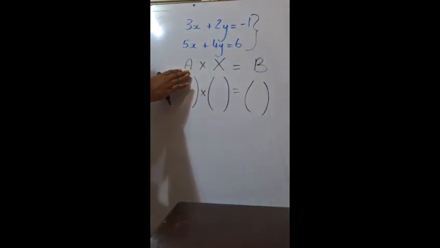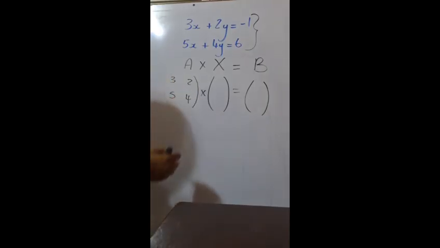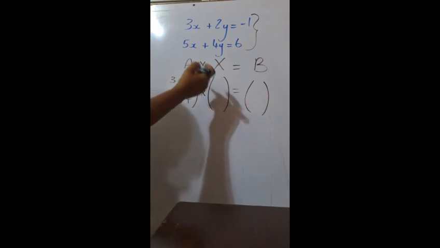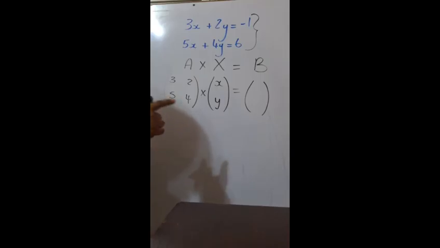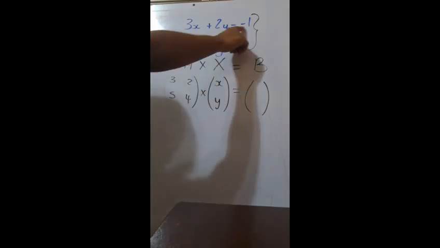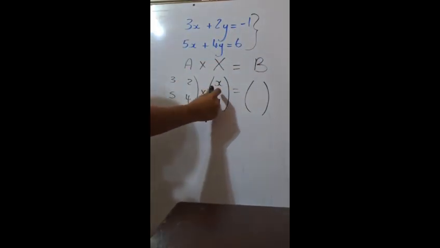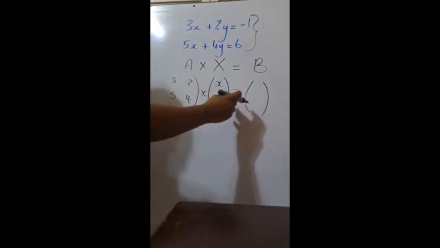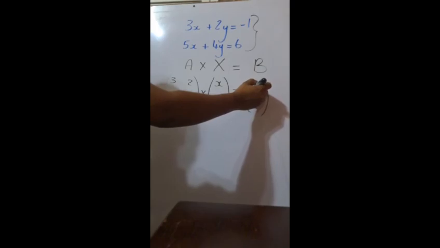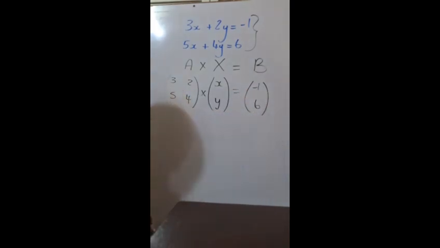So in my A, I'll have my coefficients 3, 2, 5, 4. In the matrix X, I'll have my variables, and notice here I'm writing them as a column. Why? The application of matrix multiplication says that the rows multiply the columns. So if I multiply A times X, it should give me back my simultaneous equations, which means that X and Y must be written as a column in order for that to be true. What is that equal to?